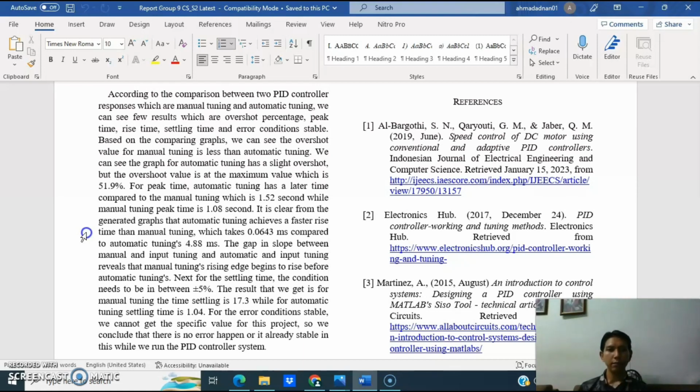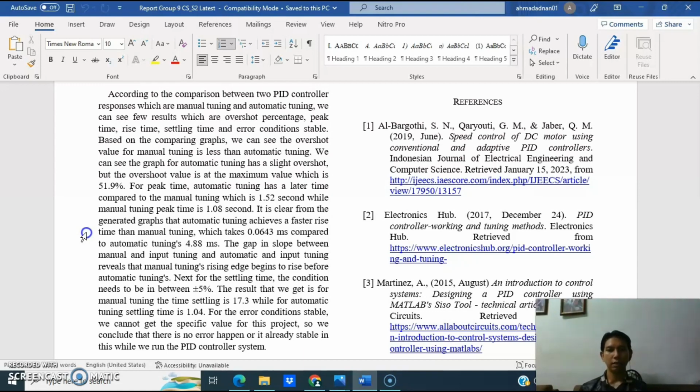It is clear from the generated graph that manual tuning achieves a faster rise time than automatic tuning, which takes 0.0643 microseconds compared to automatic tuning's 4.88 microseconds. The gap in slope between manual and input tuning and automatic and input tuning reveals that manual tuning's rising edge begins to rise before automatic tuning's.